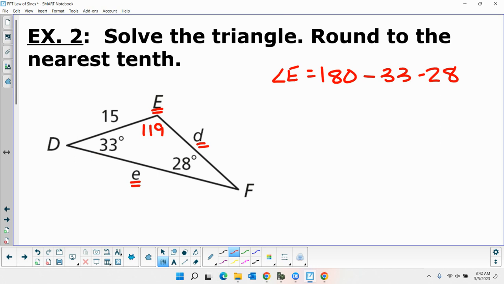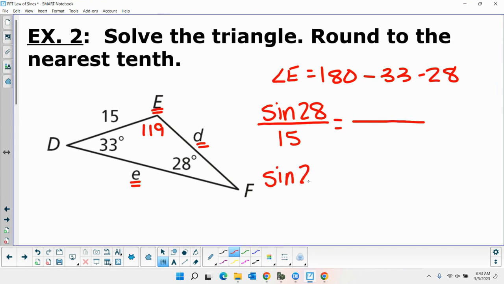We call that an obtuse angle, right? Because it's bigger than 90. The 33 and the 28 we call acute angles because they're less than 90. All right, so we got that done. So we're going to use the 28 degrees and the 15, all right, for one of our fractions, because that's what they gave us.